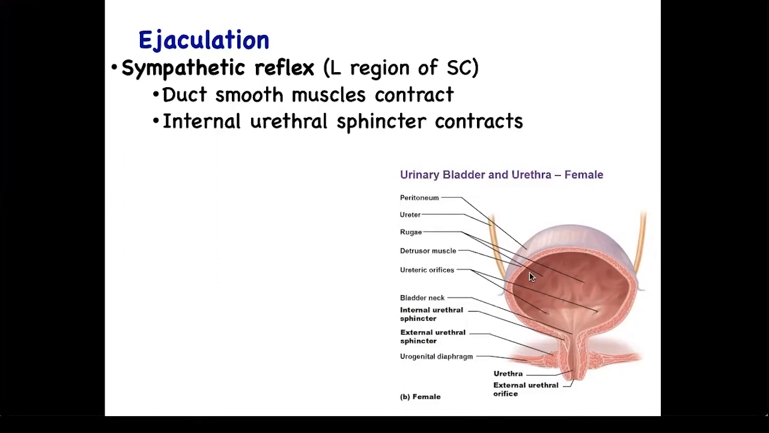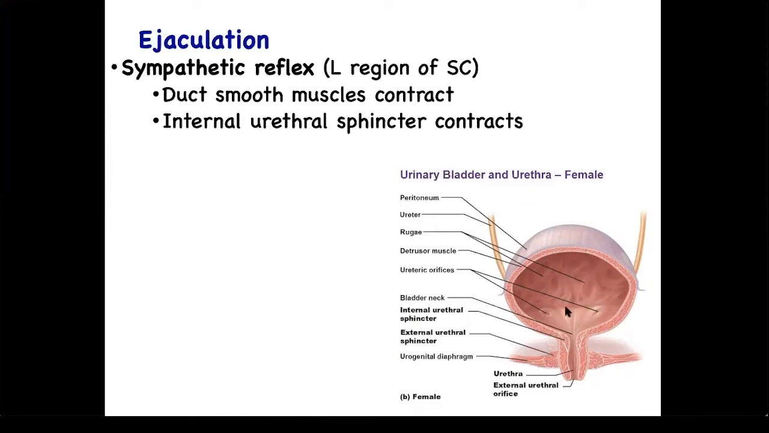Let's look at this illustration. This is the urinary bladder. Here is the internal urethral sphincter. When it contracts, it closes off the opening here from the urinary bladder into the urethra. These are the external urethral sphincters. And this is the urogenital diaphragm.